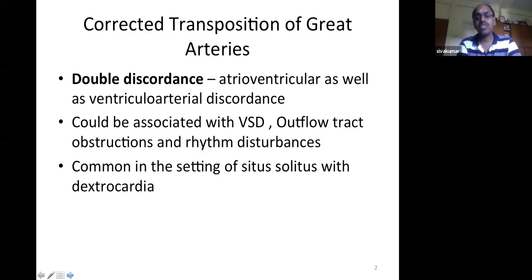Quite often it is associated with VSD, outflow tract obstruction. Outflow tract obstructions are commonly on the left ventricular outflow tract obstruction or pulmonary stenosis, but rarely it can be subaortic or right ventricular outflow tract obstruction also. And quite often involving rhythm disturbances in two forms. One is a pre-excitation, which is very often a left-sided accessory pathway, or progressive AV nodal disturbances, AV nodal conduction block. It's quite common in the setting of situs solitus with dextrocardia.